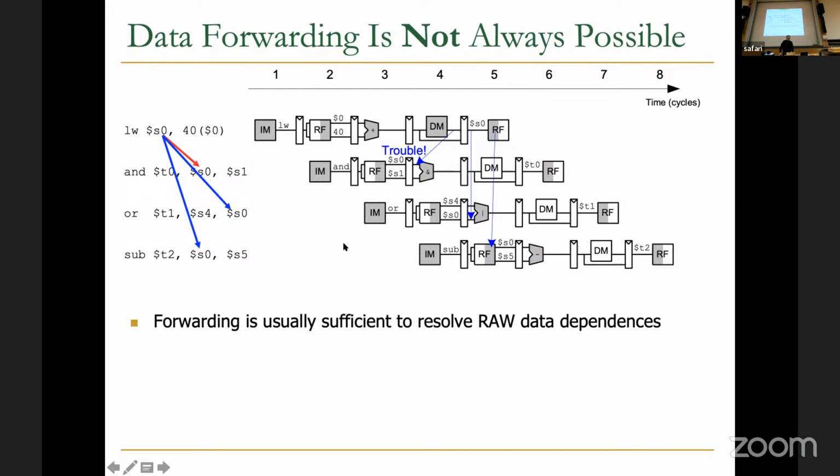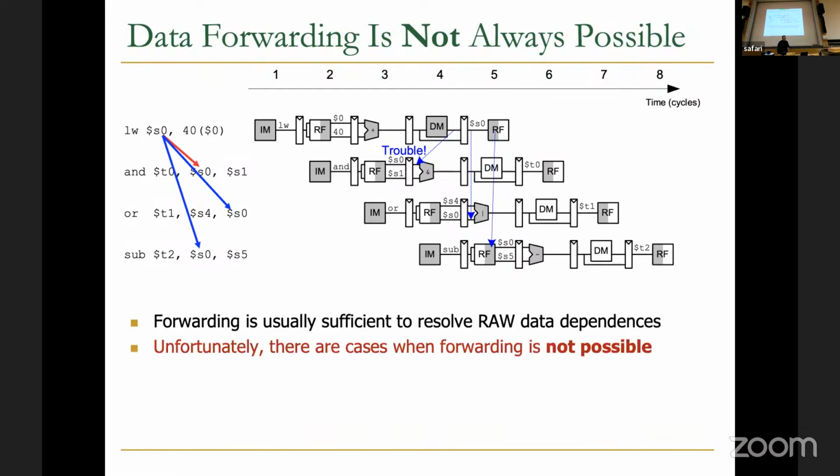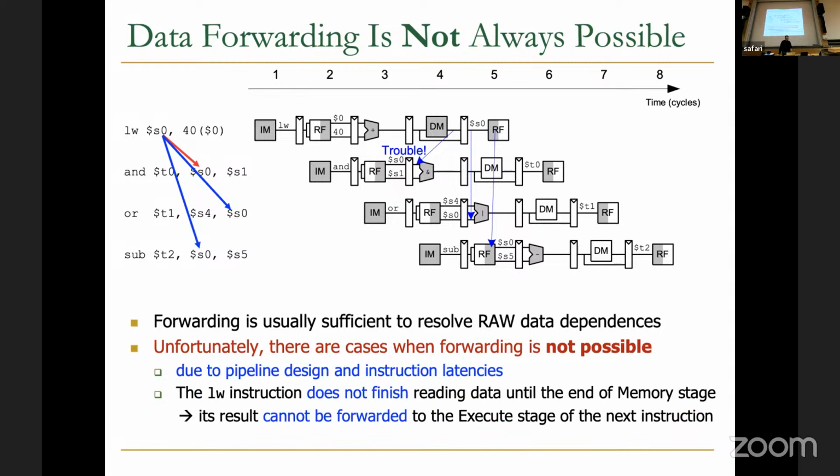So that's the reason that forwarding is usually sufficient to resolve read after write data dependency. But in some cases, forwarding is not possible or is not efficient to implement, I would say that's the more accurate term, due to pipeline design and instruction latencies. The load word instruction does not finish reading data until the end of the memory stage, and its result cannot be forwarded to the execution stage of the next instruction, unless you increase the critical path latency, which is not a good thing to do.